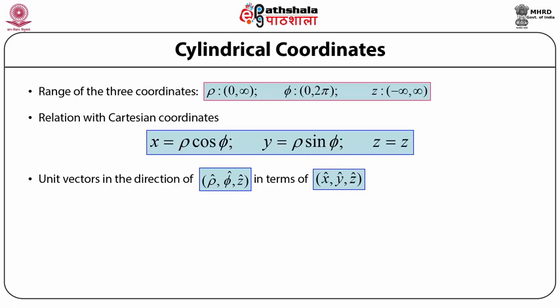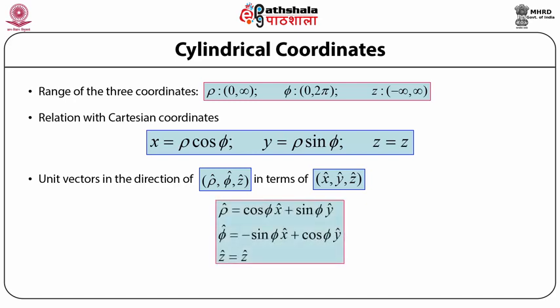and the direction of these unit vectors in terms of the unit vectors of the Cartesian coordinate system, that is unit vector x, unit vector y and unit vector z, is given as: unit vector rho is equal to cos phi times unit vector x plus sin phi times unit vector y. Unit vector phi is equal to minus sin phi times unit vector x plus cos phi times unit vector y. And unit vector z is equal to unit vector z.